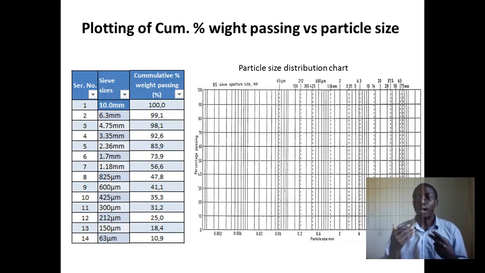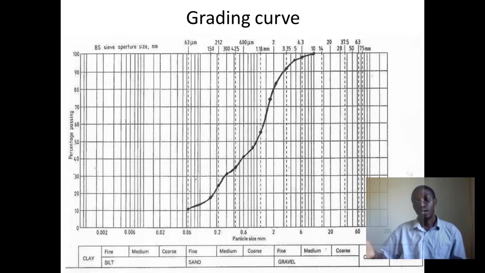Using the values in the table, the grading curve is plotted on the particle size distribution chart, whereby cumulative percentage passing is plotted on the y-axis and against the particle size, which is the sieve size, on the x-axis. Now what you are going to get is the grading curve. This is the shape of our grading curve.